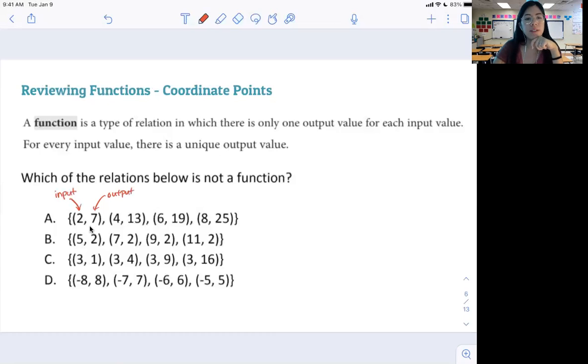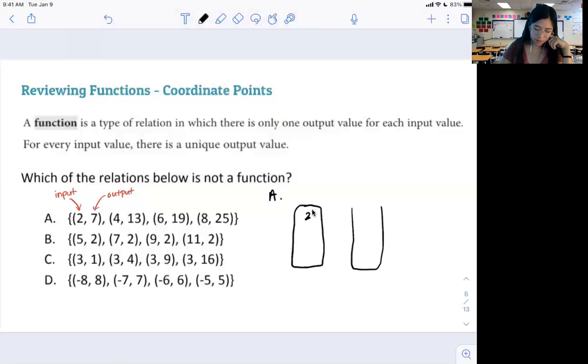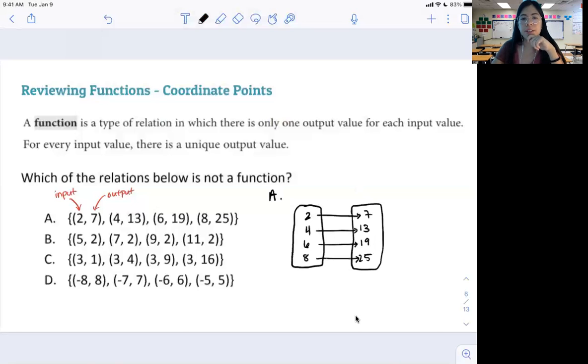So there's two ways to do this. You can just look at it and find any of them where you have repeating input values, or you can put it in a diagram. So if I'm looking at example A, I have 2 going to 7. Then I have 4 going to 13. Then I have 6 going to 19. And then I have 8 going to 25. And when it's in a diagram, it's a little bit easier to notice what's going on.